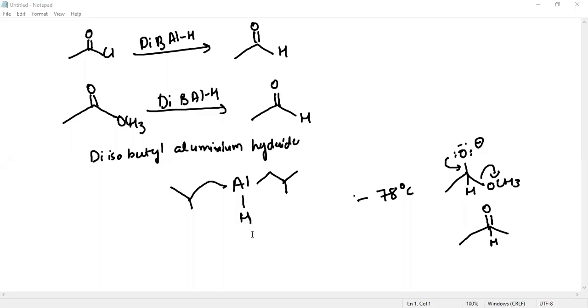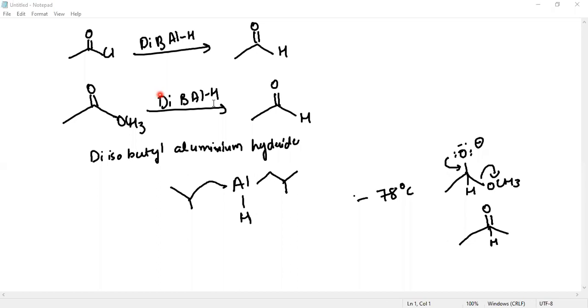So in this online lecture, we are going to study how we can put in just one hydrogen and not further reduce the acid chloride or ester all the way to alcohols. How we can do that is with this reagent over here. The reagent is DIBAL. We call it diisobutyl aluminum hydride.